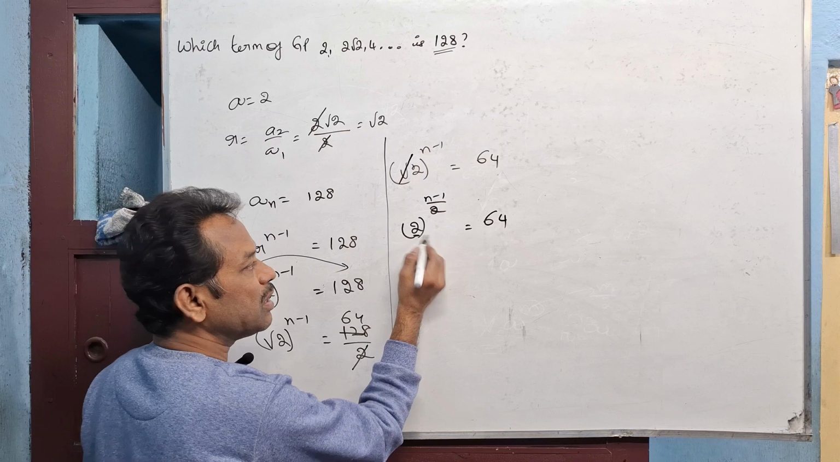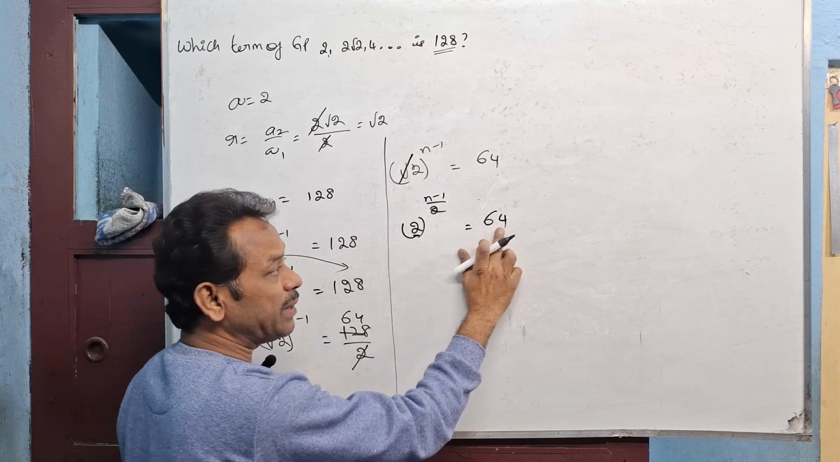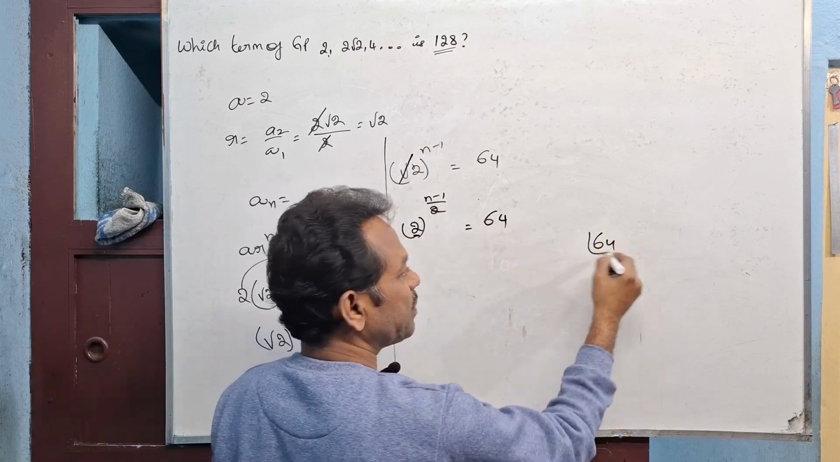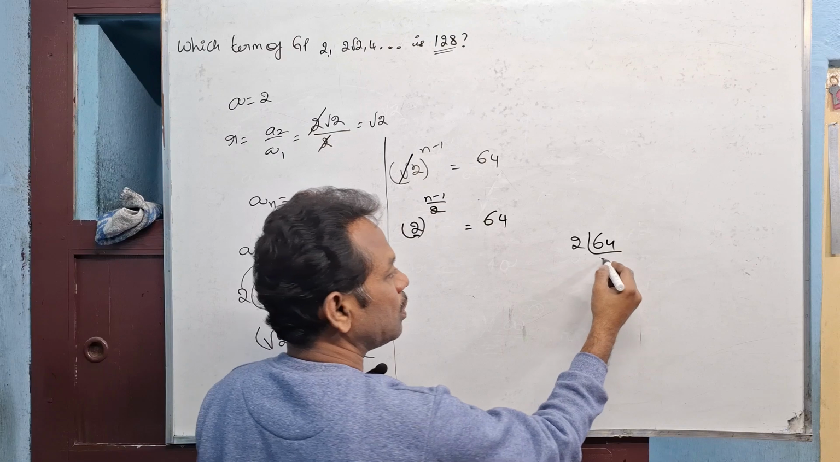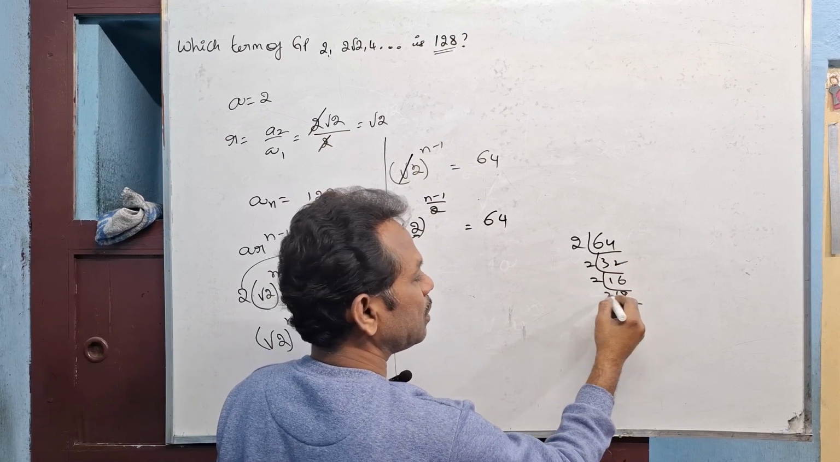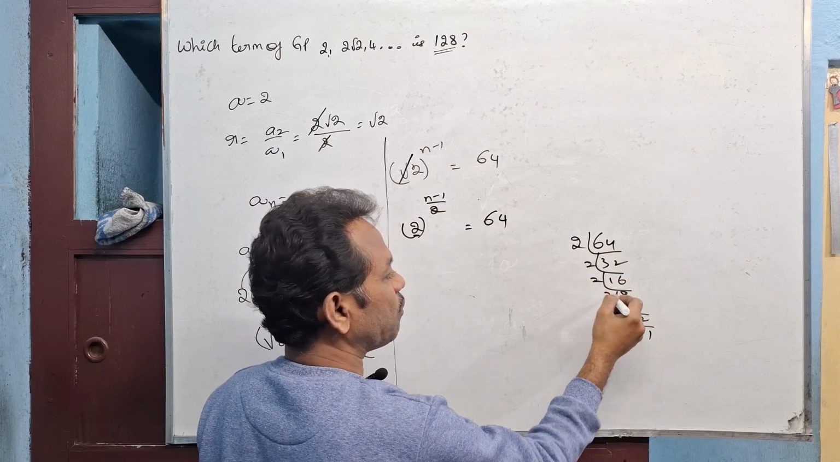Now here the base is 2 in the LHS. My base is 2. So let me express 64 as base 2. So let us go for LCM: 2 32, 2 16, 2 8, 2 4s, 2 2s, 2 1. So 1, 2, 3, 4, 5, 6.